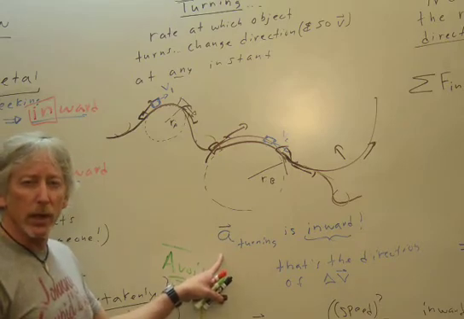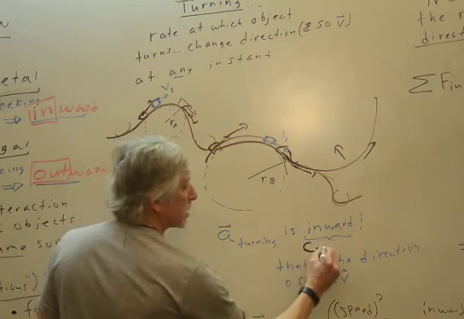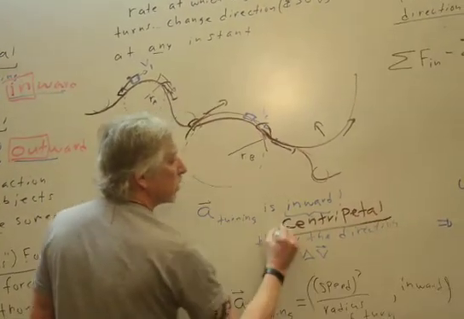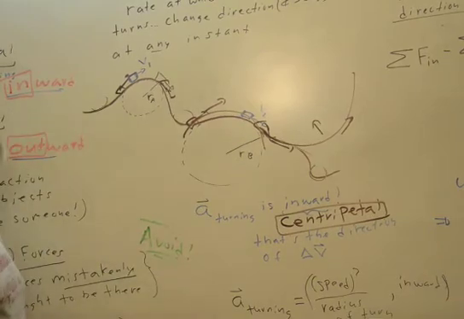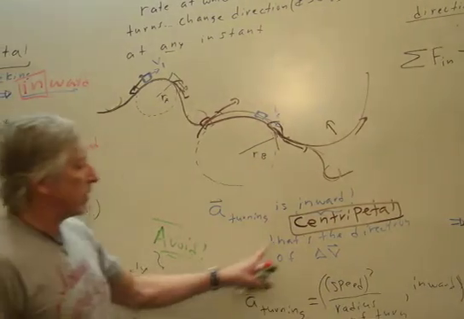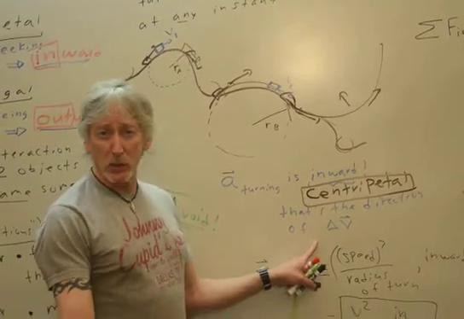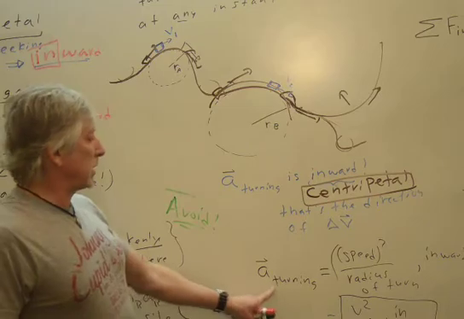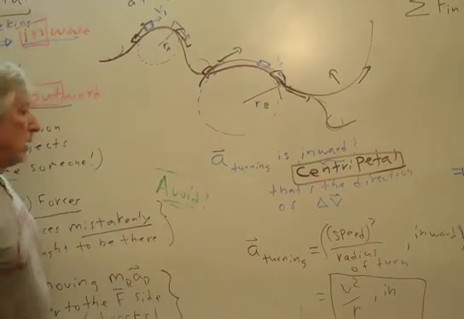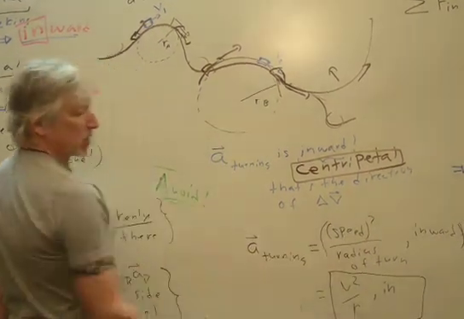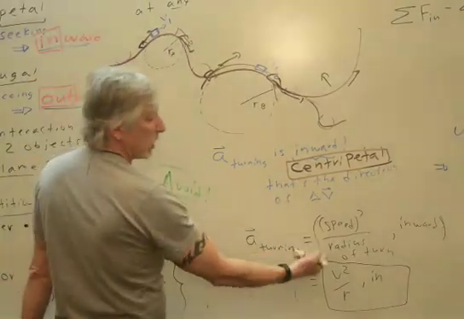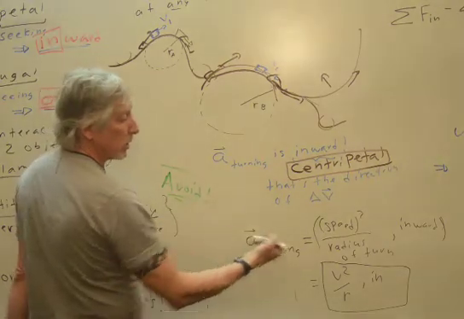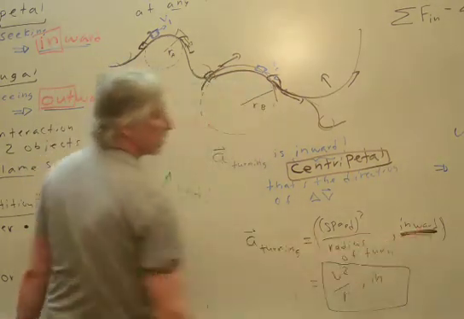What's another word for that? It is always centripetal. Inward. So acceleration is always centripetal. Okay, fine. That's the direction that the velocity vector is changing. And that just describes it. We'll see why, though. So that means that the acceleration of turning, well, with a greater speed, you're going to change direction more rapidly. A greater radius of turn, you'll change direction more slowly, right? The direction is always centripetal, inward.